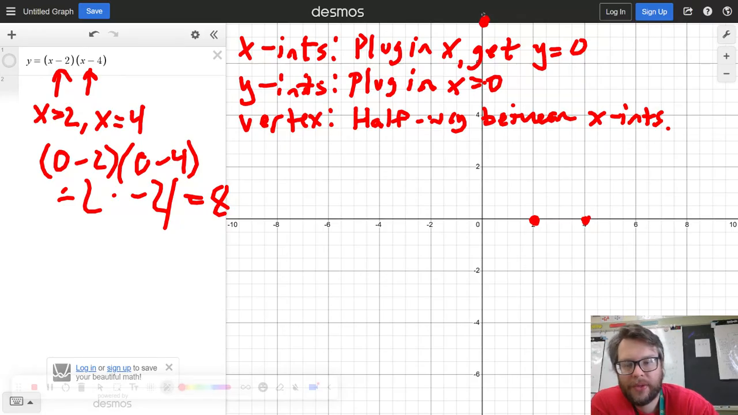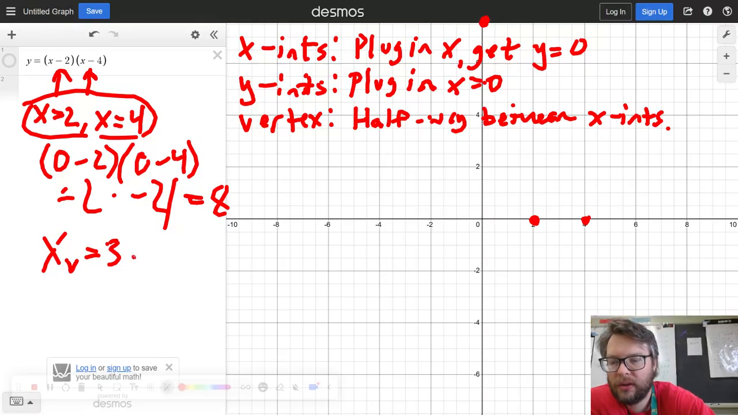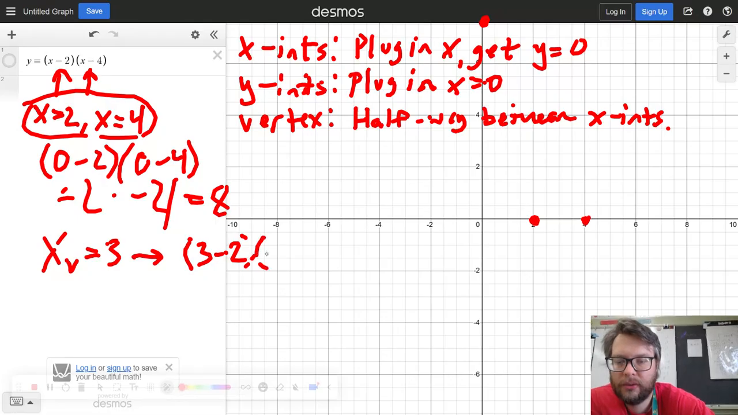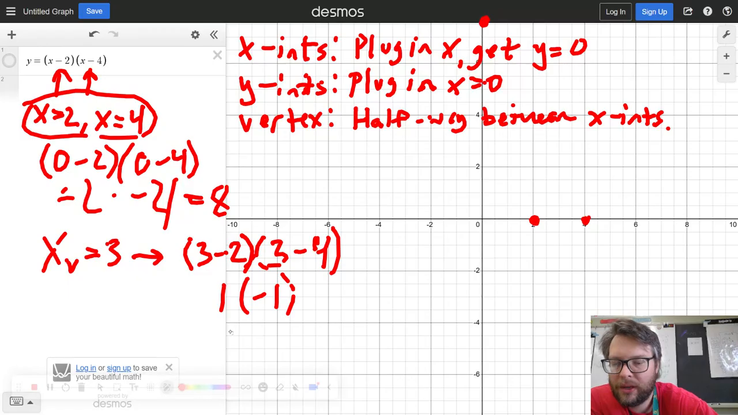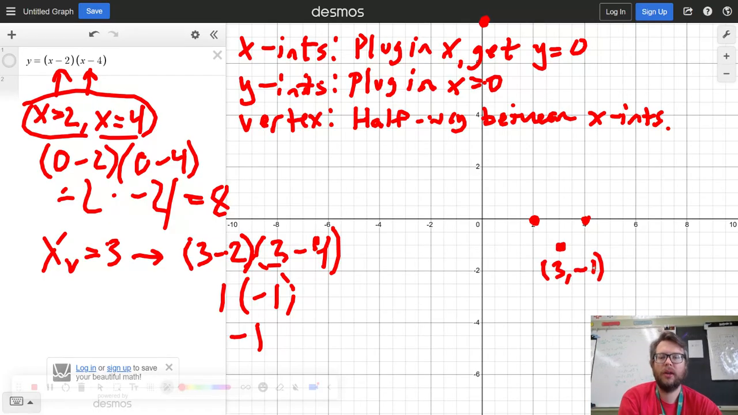And the vertex is halfway between the x-intercepts. So halfway between 2 and 4 would mean x is equal to 3. So the x value of the vertex is 3. The y value, you get a y value by plugging in x. That's the whole thing that an equation is good for. An equation tells you how do you figure out the y value. 3 minus 2 is 1. 3 minus 4 is negative 1. 1 times negative 1 is negative 1. So we should see a vertex right here at the point of 3 comma negative 1.